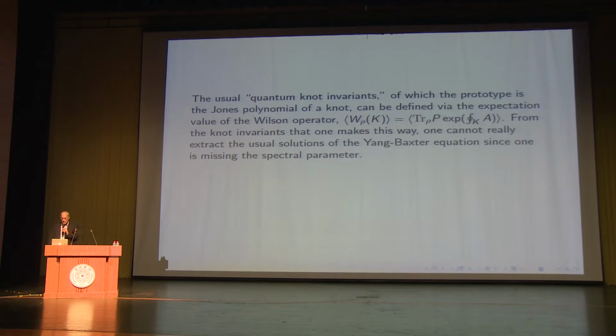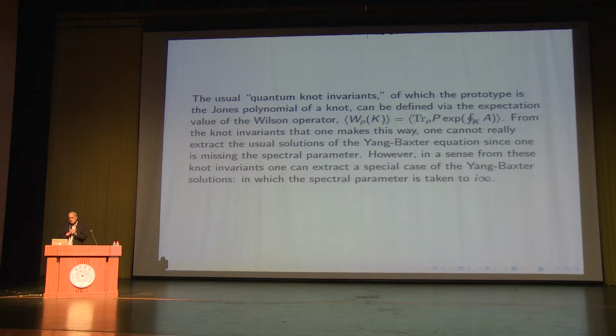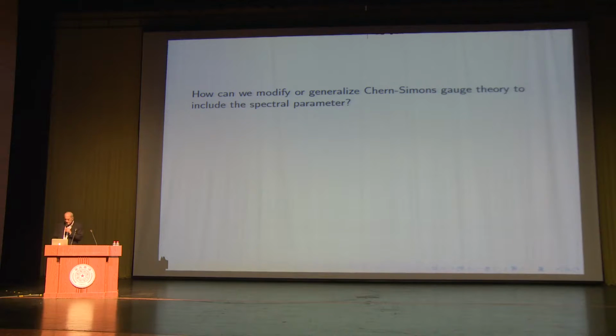Now, from the knot invariants you make this way, you can't really extract the usual solutions of Yang-Baxter since we're missing the spectral parameter. But it was shown by mathematicians in the 80s, I'm sorry I forget the reference now, that in a sense from these knot invariants, you can extract a special case of the usual Yang-Baxter solutions in which the spectral parameter is taken to infinity. So that's very tempting, and you'd like to know how to generalize this picture to get real Yang-Baxter theory with the spectral parameter, rather than just Yang-Baxter theory at infinity. So that's the problem that was stuck for about a quarter century, or at least a quarter century, until the work of Kevin Costello.